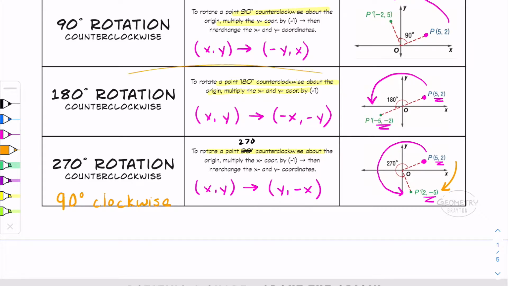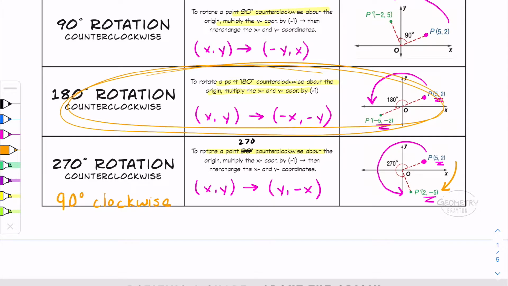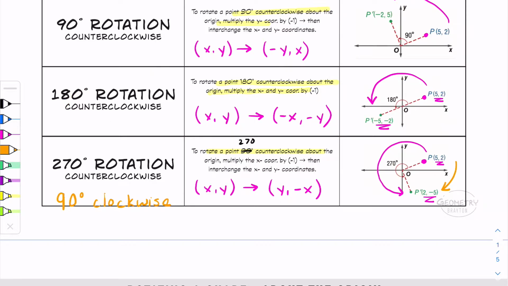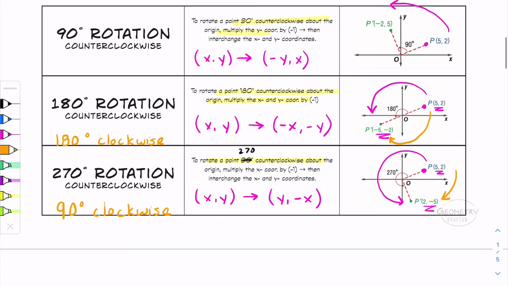If you move a figure 180 degrees counterclockwise, that is the same exact thing as moving it 180 degrees clockwise, because that forms 360 degrees. So the 180-degree counterclockwise rotation rule applies to two applications as well.